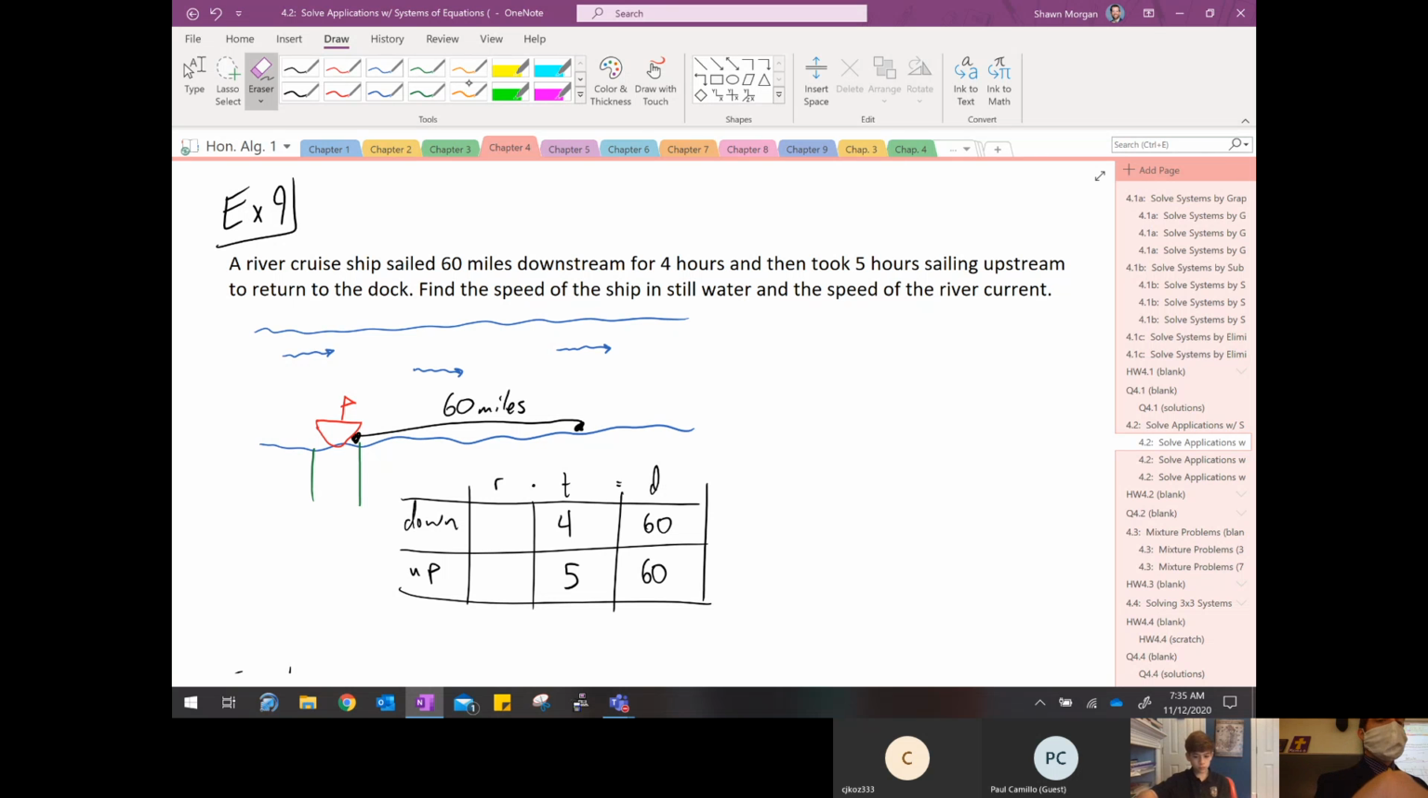So check this out. I'm going to declare my variables. I'm going to say let B be the boat's speed or the ship's speed or whatever. And I'm going to let C equal the current's speed, how fast the river is flowing. And what did we say when we're going downstream? What do we do with those two values? Good. We add them up. So it's going to be B, the boat, plus C, the current. And then coming back upstream, it's going to be what? Subtraction. It's going to be B minus C.